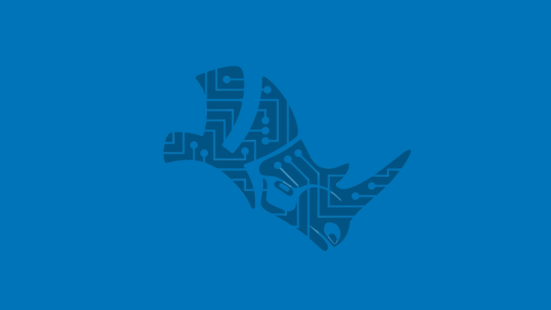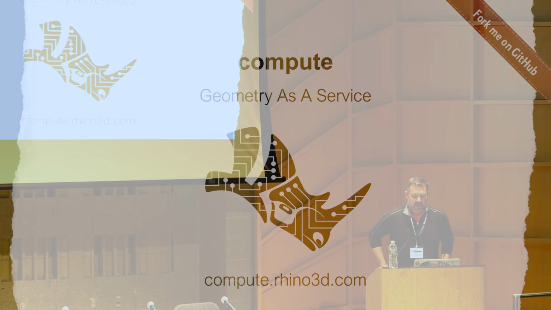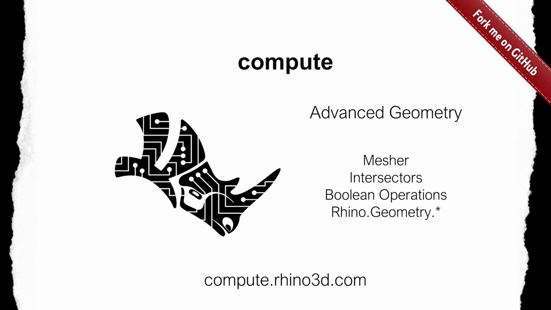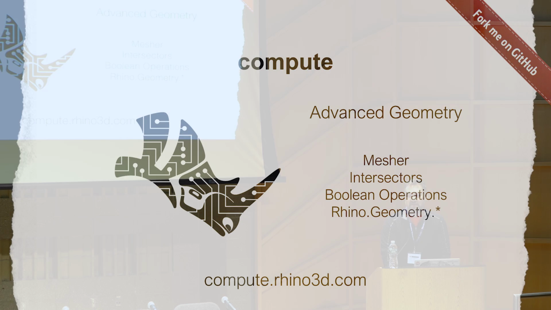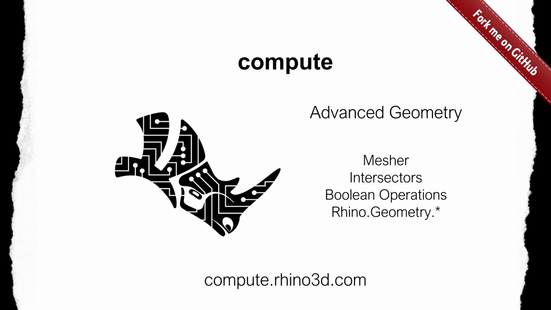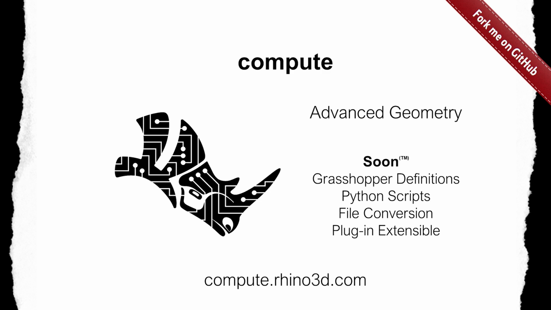Okay, so you can create and share geometry, that's pretty fun. But what if you want to do complex computations with geometry, say using web requests over the internet? Maybe it'll be known as geometry as a service because, you know, the acronym. We're calling it Compute. It's a RESTful web service that does geometry computations. You can do things like create meshes from surfaces and solids, intersect things with other things, perform Boolean operations. If you're familiar with RhinoCommon, everything that's in the Rhino.Geometry namespace is available now for you to call on Compute. And soon, we hope to be able to solve Grasshopper definitions, run Python scripts, convert between file formats, and let you add your own plugins.